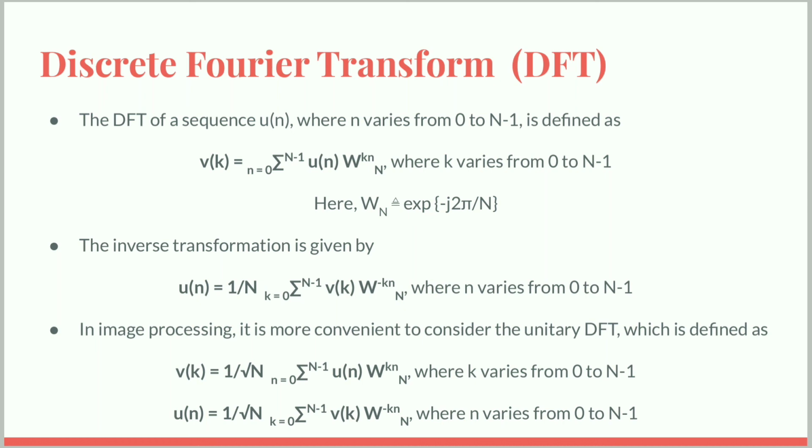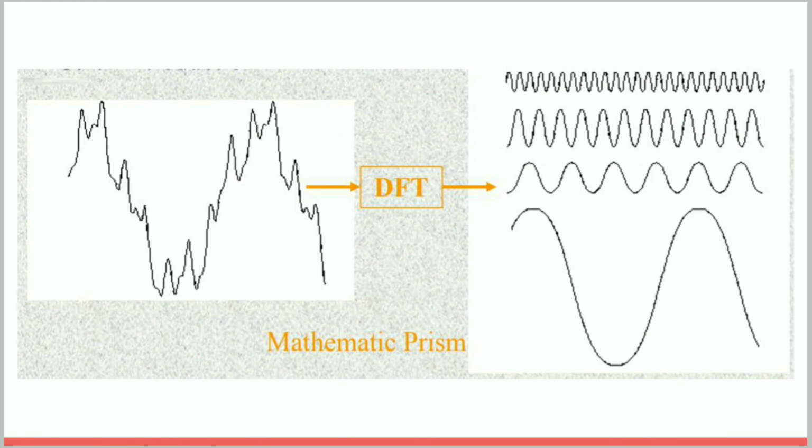In image processing, it is more convenient to consider unitary DFT, which is defined as V of k is 1 by root n into summation over n from 0 to n minus 1 of u of n into wn kn. This is obtained from a normal DFT by multiplying the normal transform matrix with 1 by root n. The same is the case for inverse transformation. Now this is an example about how DFT acts as a mathematical prism. DFT basically divides a signal into all its constituent signals.